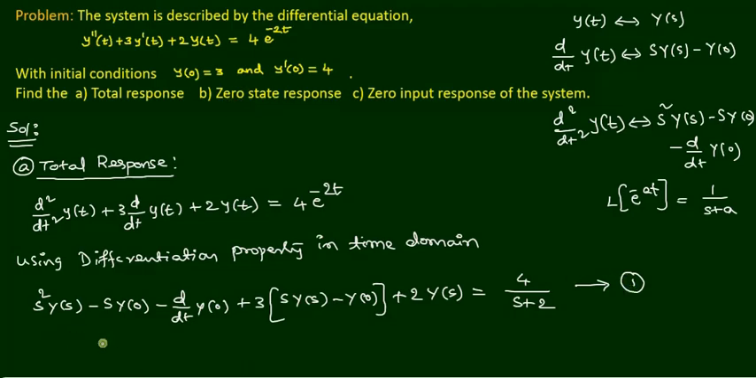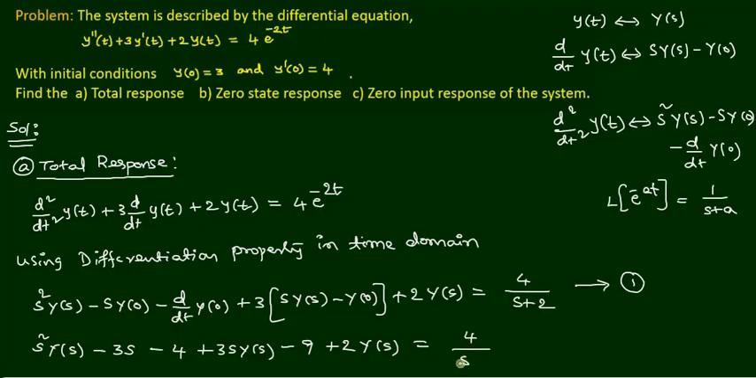Here we use the initial conditions to find the total response of the system. We substitute the initial conditions: s square Y of s minus s into y of 0, which is 3, becomes 3s, minus the derivative of y of 0, which is 4, plus 3 into s Y of s minus 3 into 3, that becomes 9, plus 2 into Y of s equals 4 by s plus 2.